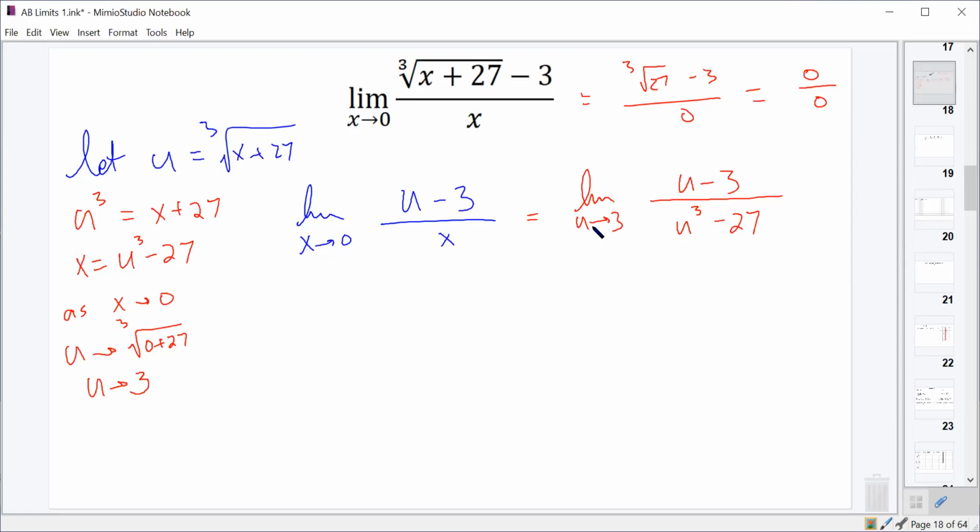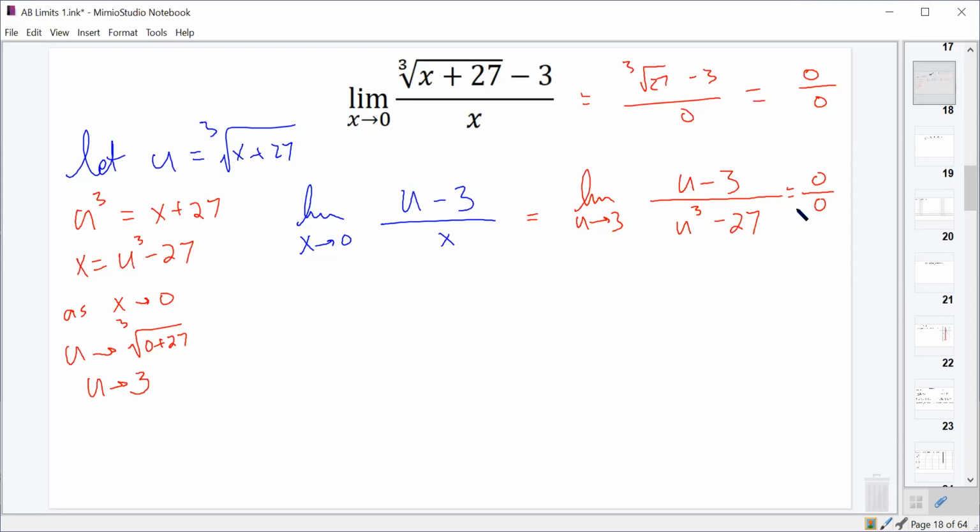The limit as u approaches 3 of u minus 3 over u cubed minus 27. All right, so now we've written it all in terms of another variable. So let's just plug it in. What do we get? In the numerator, we get 0. And in the denominator, we get?